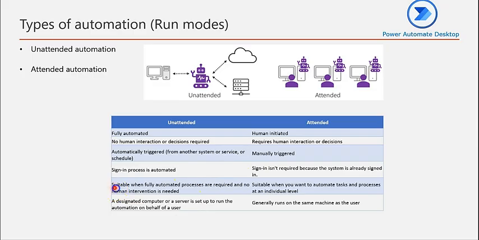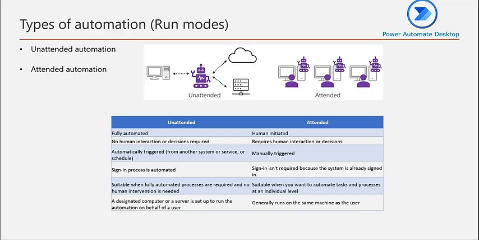So this is suitable where fully automated processes are required and no human intervention is required. Yeah, it could run 24 by 7 also. No one could intervene. Whereas attended is suitable when you want to automate tasks and processes at an individual level. Generally, an individual business user or a citizen developer can use this.